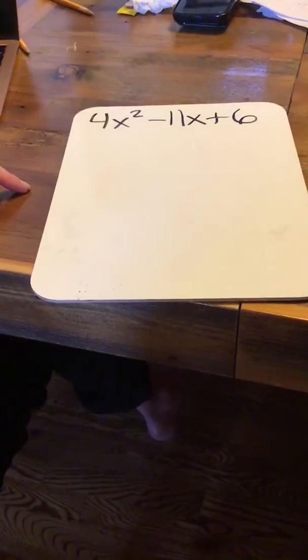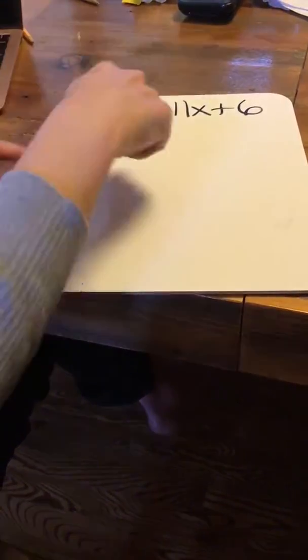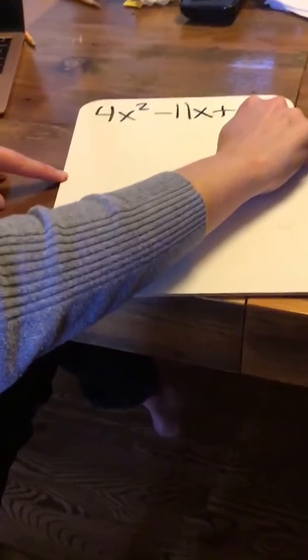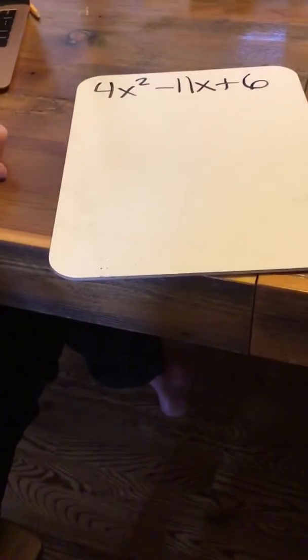Okay, so here is our next example. Again, we are looking for that greatest common factor first. So I have a 4, an 11, and a 6. There's nothing that goes into all three of those. X squared, X, and no X. If there's no X on there, I cannot take out an X.